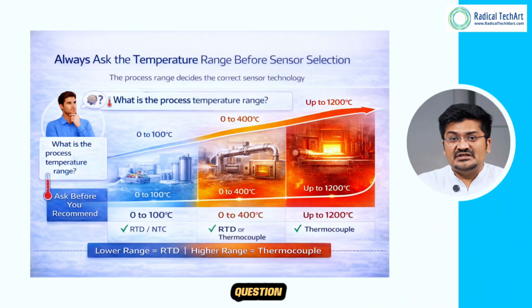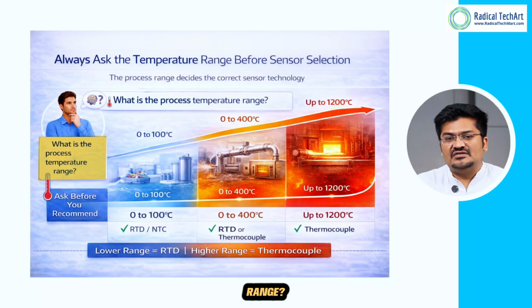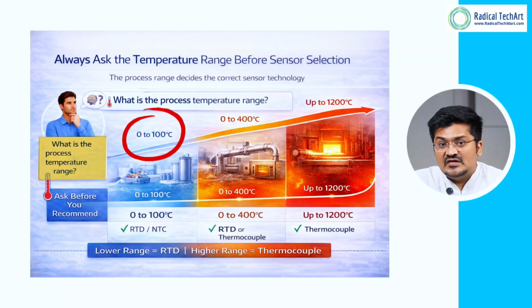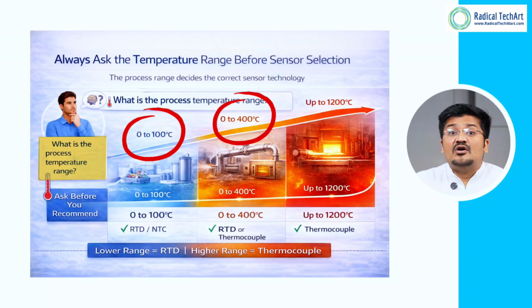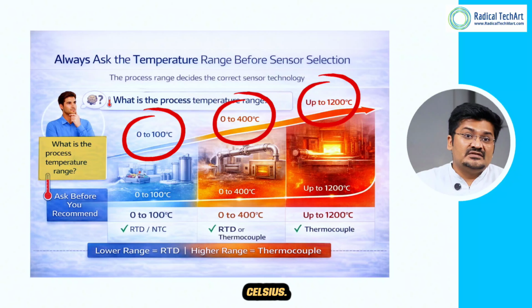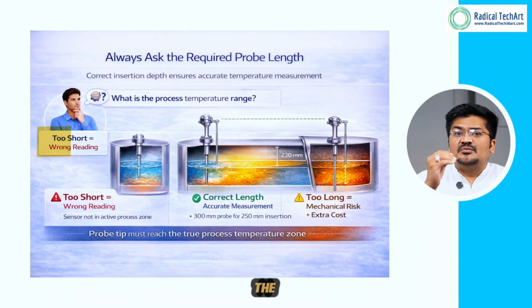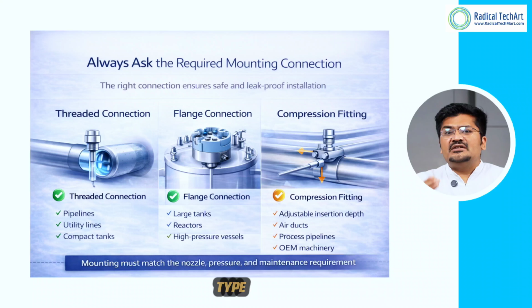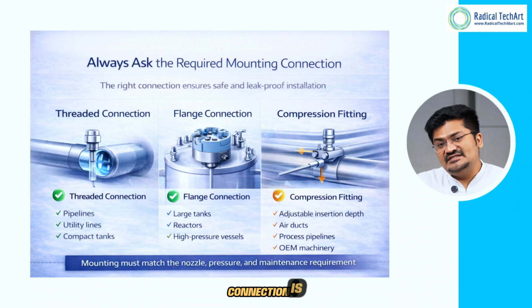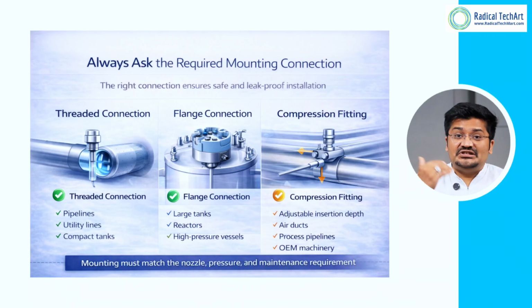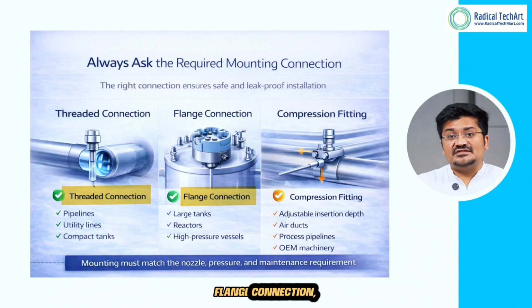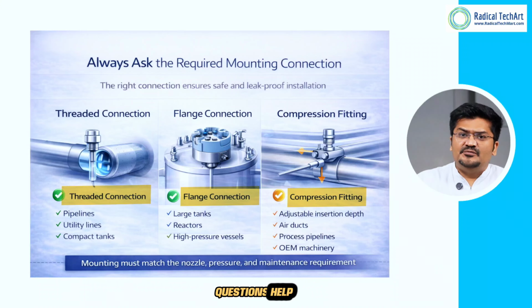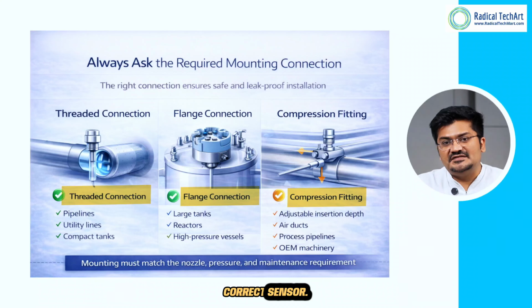Now, the second question is, what is the temperature range? For example, 0 to 100 degrees Celsius, or 0 to 400 degrees Celsius, or up to 1200 degrees Celsius. Third is, what is the probe length required? Fourth is, what type of mounting connection is needed? For example, threaded connection, flange connection, compression fitting. These questions help you to select the correct sensor.